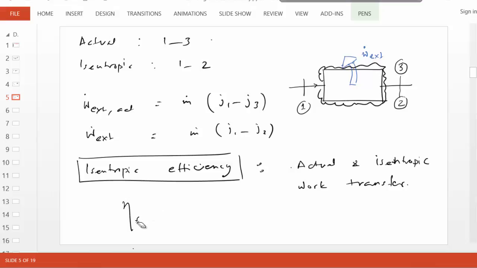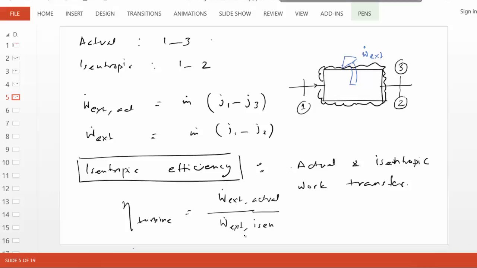For a turbine, the efficiency definition will be, so you understand that an isentropic turbine will be more ideal, it will produce more work, so the bigger number goes at the bottom. So W dot external isentropic will be at the denominator, and W dot external actual will be at the numerator. In case of a compressor, the definition will be just reversed, because in a compressor, the isentropic work will be less.